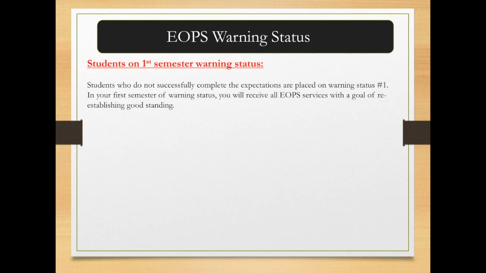So let's say in the fall semester, your first semester in EOPS, life happens and your GPA drops below 2.0, or you miss an appointment and don't reschedule with us. You'll be placed on our first semester warning status. And as you can see here, it says students who do not successfully complete the expectations are placed on warning status number 1. In your first semester of warning, you will receive all EOPS services with the goal of reestablishing good standing. This is how we kind of double down on you. So for the spring semester, your second semester in EOPS, we will still give you all the services, the bookstore voucher, the counseling sessions, everything, with the goal of getting you back on good track.